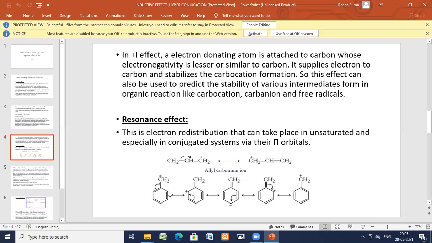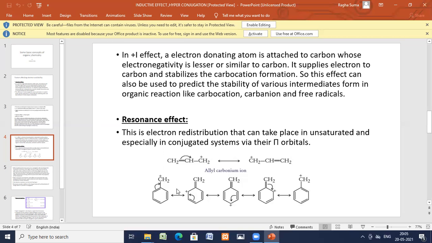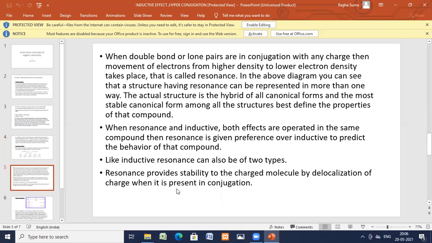Okay, so benzene also you can write in different structures. So almost for all aromatic compounds, benzenoid or non-benzenoid, we can write the structures. Now we'll see what this resonance effect is. Electron redistribution takes place in the unsaturated and especially in the conjugated systems via pi orbitals. And when the double bond and lone pairs are in conjugation with any charge, then the movement of the electrons from high density to low electron density takes place.